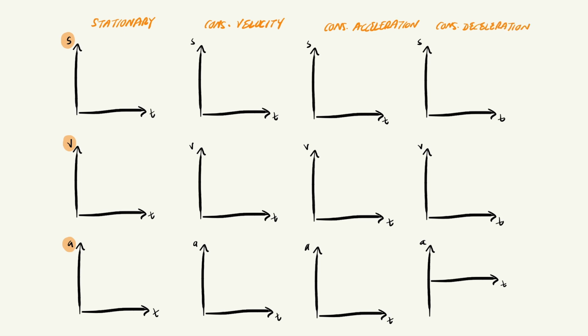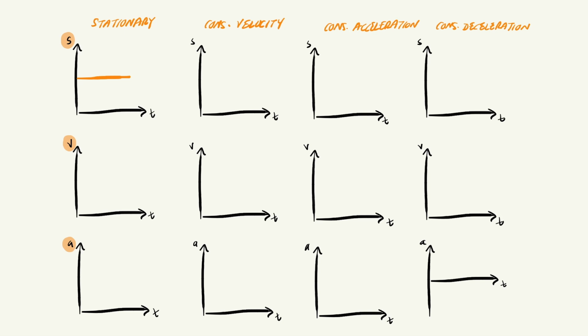Let's start with a stationary object. If an object is stationary, its displacement doesn't change over time. So the displacement time graph is a horizontal line, parallel to the time axis. Since the object isn't moving, there's no rate of change of displacement. And rate of change of displacement is exactly what velocity is. If displacement isn't changing, velocity must be 0 throughout.